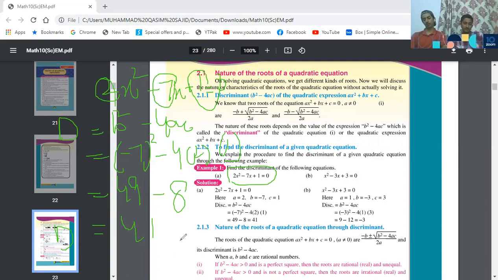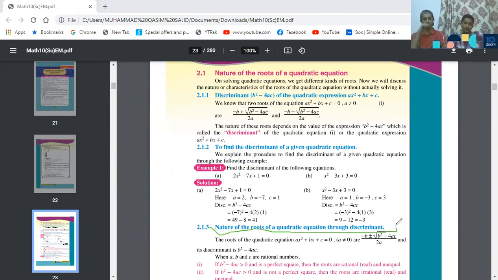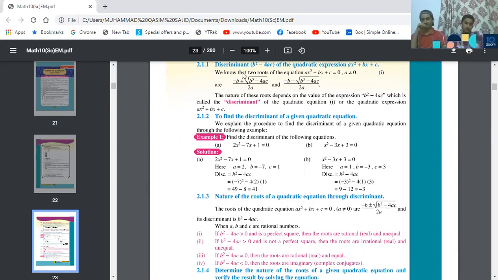Now how do we analyze whether the roots are real, unreal or complex? For this, the next topic is the nature of the roots of a quadratic equation through the discriminant. There are three basic rules that you have to memorize. First is when b square minus 4ac is greater than 0.